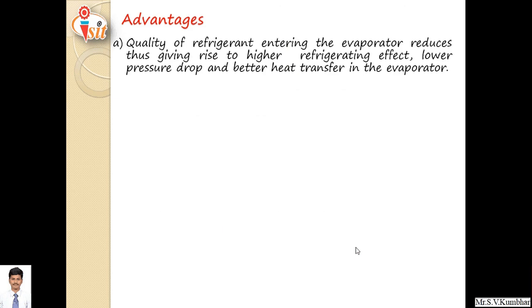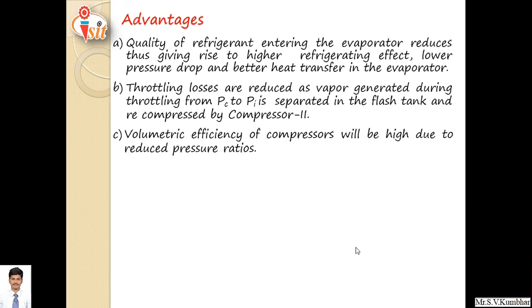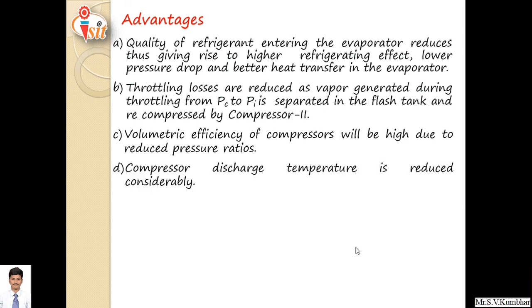Advantages. The first advantage is that the quality of refrigerant entering the evaporator reduces, thus giving rise to higher refrigerating effect, lower pressure drop and better heat transfer in the evaporator. The second advantage is that throttling losses are reduced, as vapor generated during throttling from Pc to Pi is separated in the flash tank and recompressed by compressor 2. Volumetric efficiency of the compressor will be high due to reduced pressure ratios. Next advantage, compressor discharge temperature is reduced considerably.